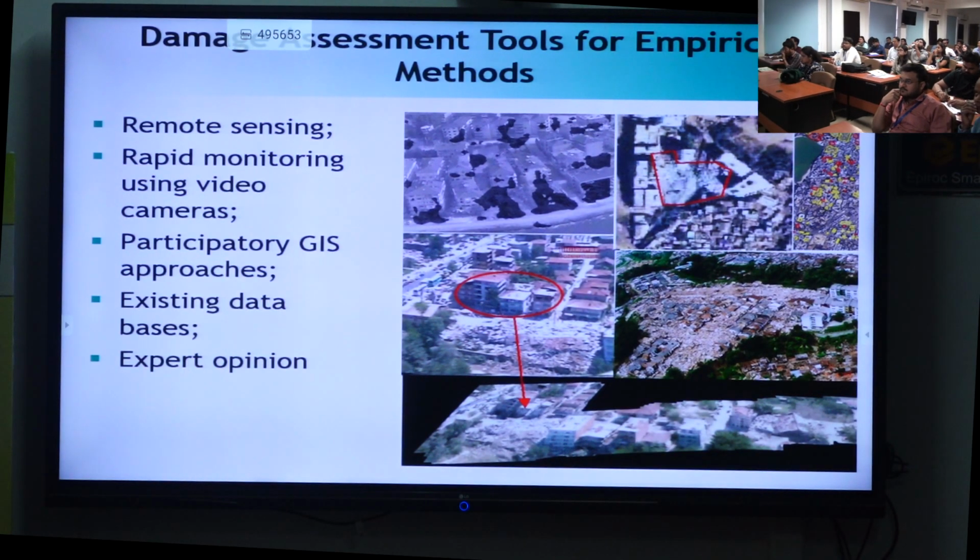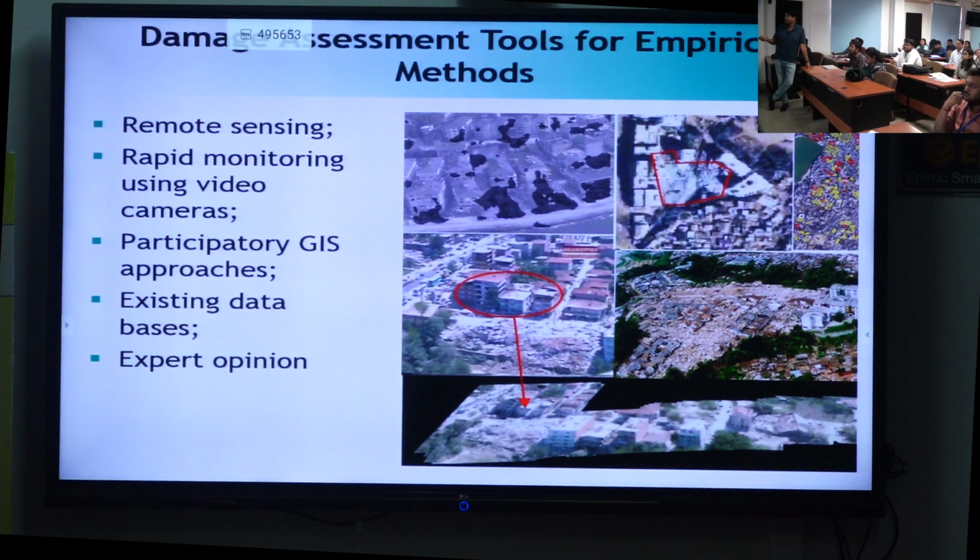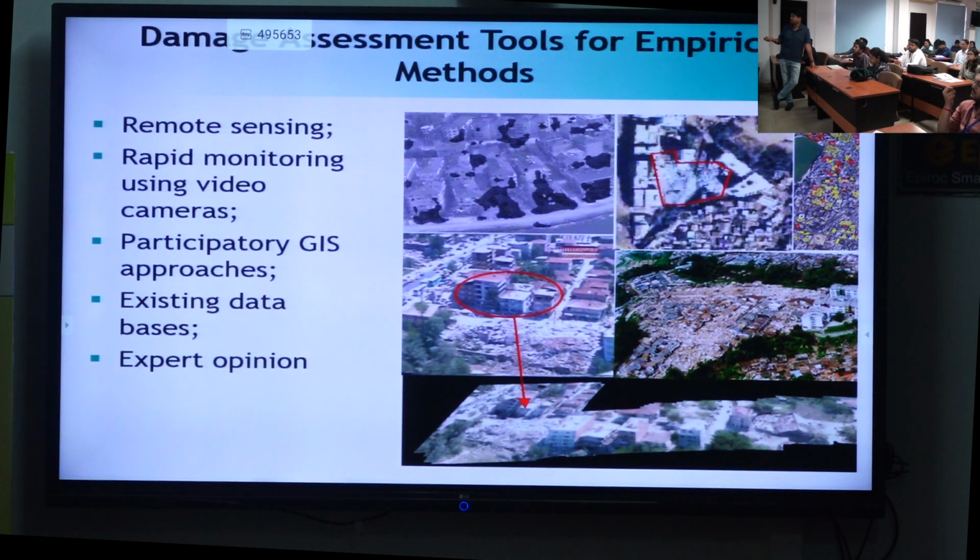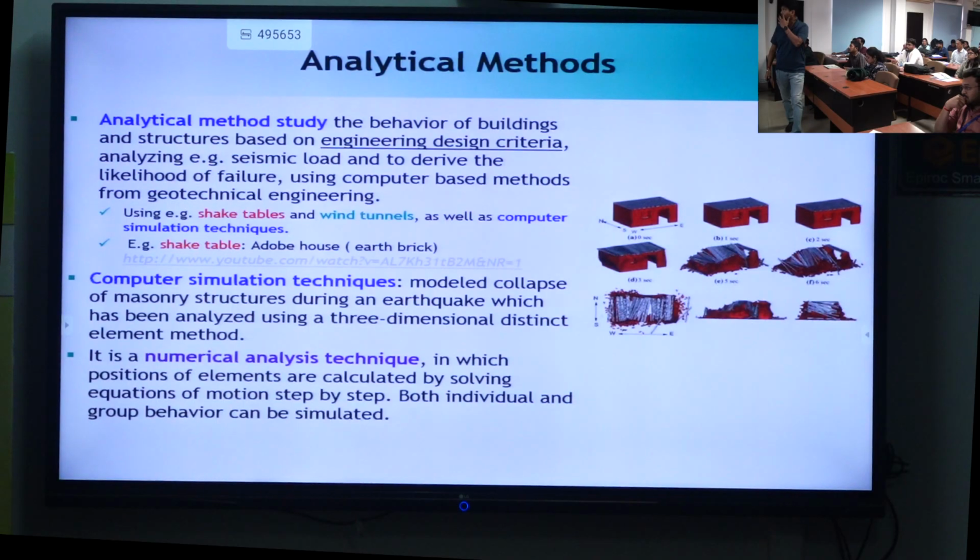Rapid monitoring using video cameras you can also use. Participatory GIS approach, existing database, expert opinion. See, for example, this building was like this. It has become like this. Okay? All those things you can do.